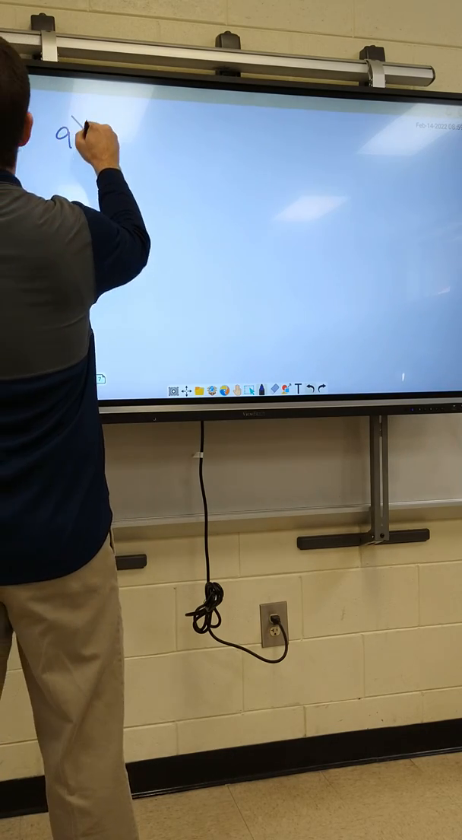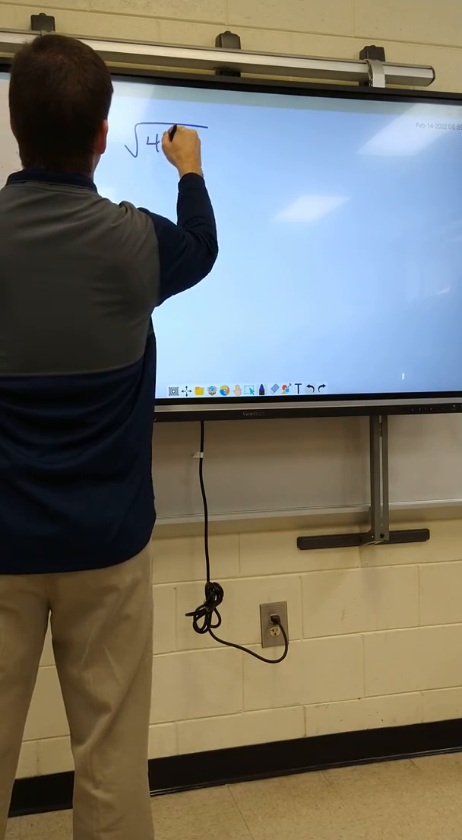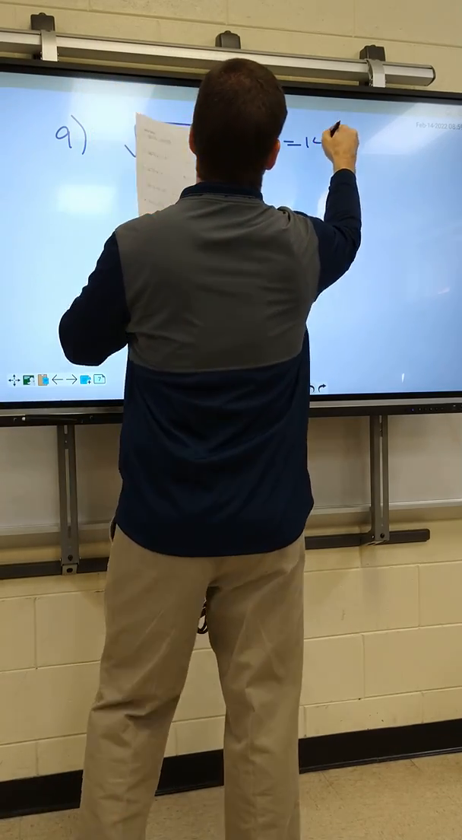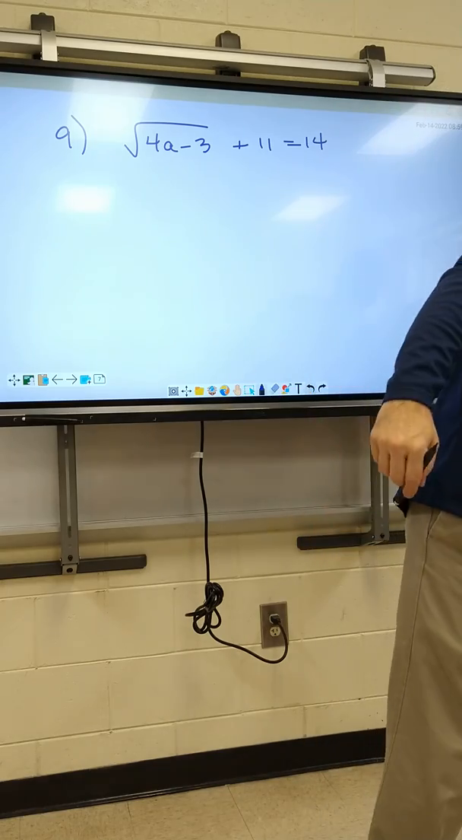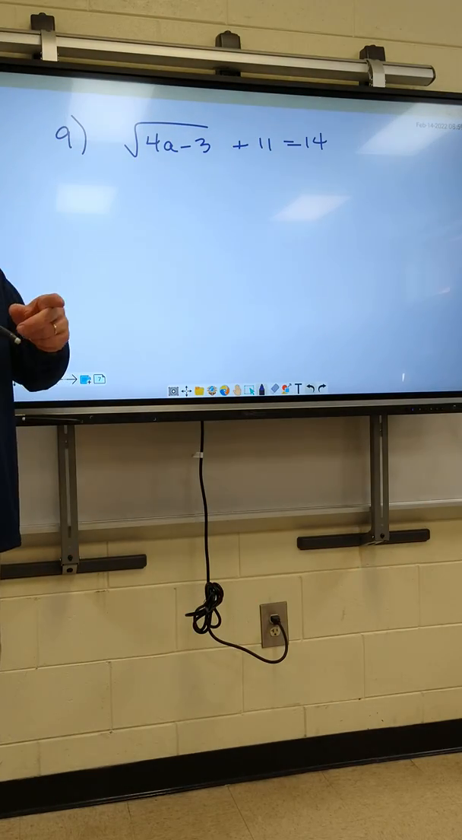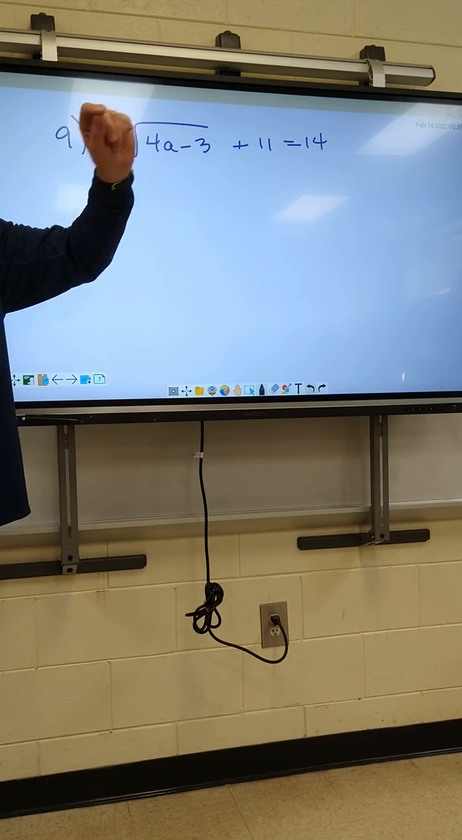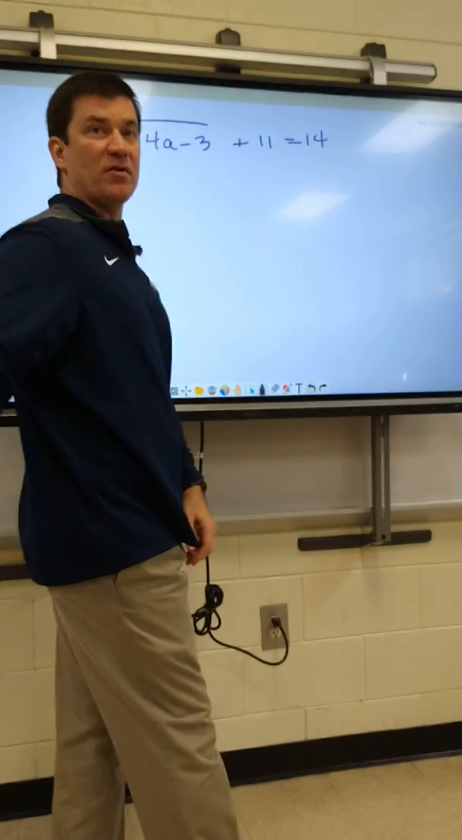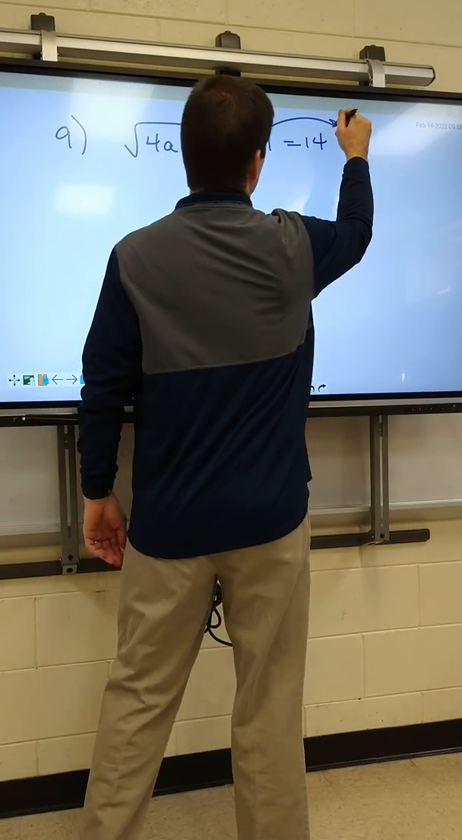Alright, so number 9, we got the square root of 4a minus 3, plus 11 equals 14. You guys give me the first step. What do we do first? Before we can square it, we gotta move everything over that's not underneath the square root symbol. What'd you move over first? 11. Good, there you go.